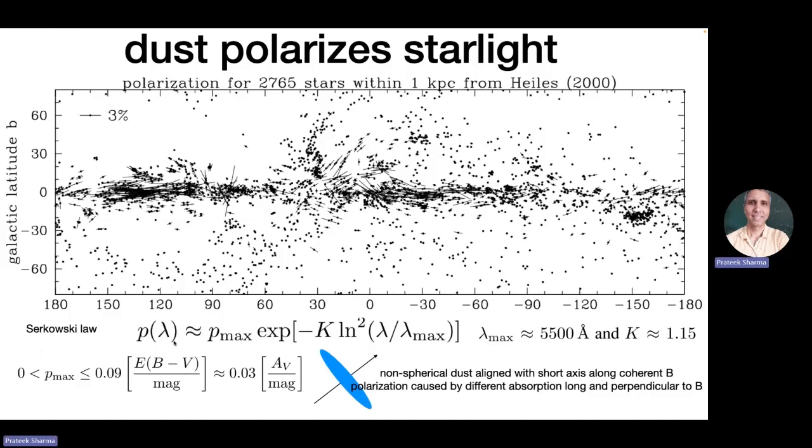In fact, this is how the degree of polarization is observed to go with lambda: polarization as a function of wavelength. This is just an observational fit to this kind of data. If you do the same exercise at different lambdas, you find that the polarization peaks at a certain lambda max, and at both high and small lambdas, polarization decreases. The value of this lambda max is around 5,500 angstrom. This actually tells a lot about dust.